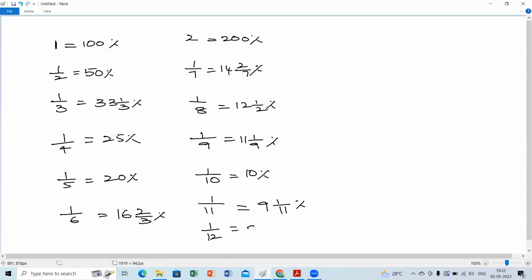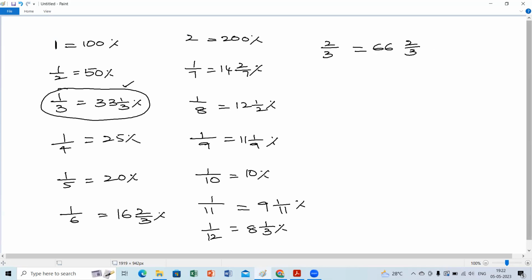So 1 by 12, we should take these fractional representations. Same way, if I want 2 by 3, where is 1 by 3? This is 1 by 3. If I want 2 by 3, directly I should multiply, right? Double of this. 33 into 2 is 66.